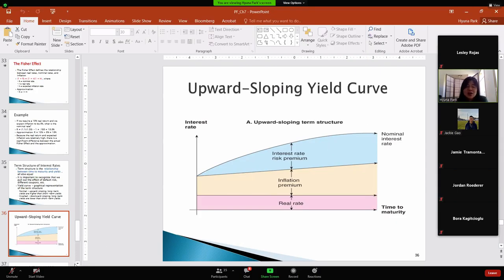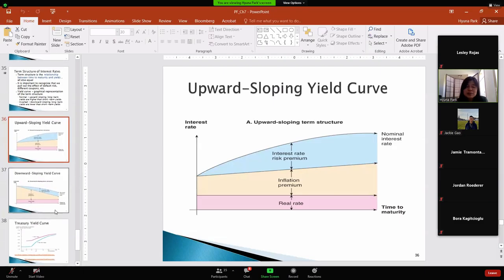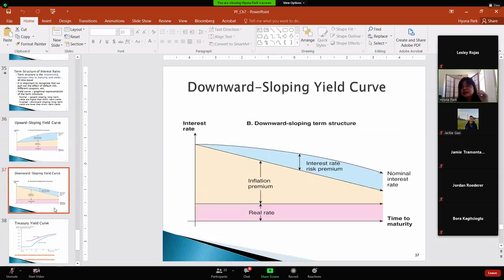But not always. Sometimes, especially right before a recession, the yield curve may look downward sloping, because of a lower inflation premium.